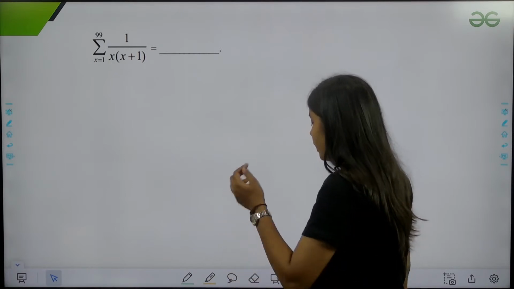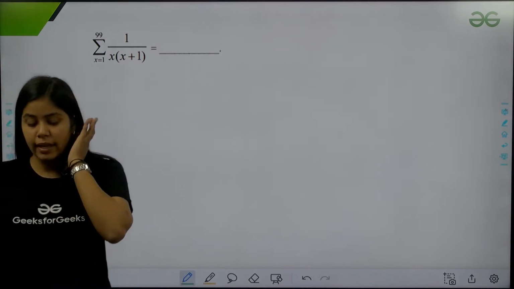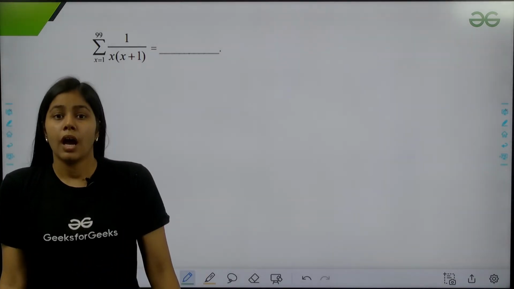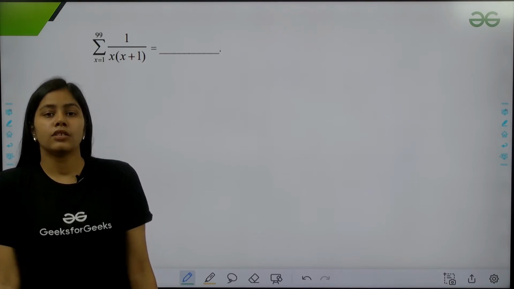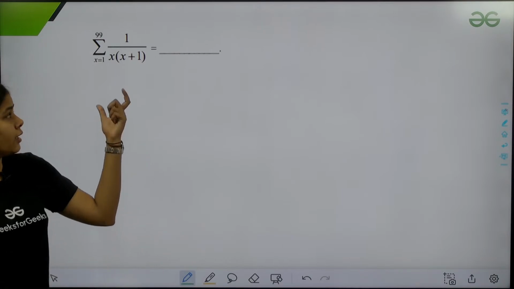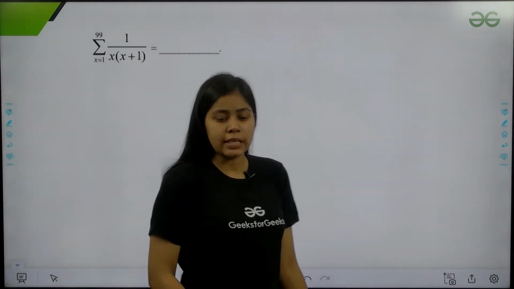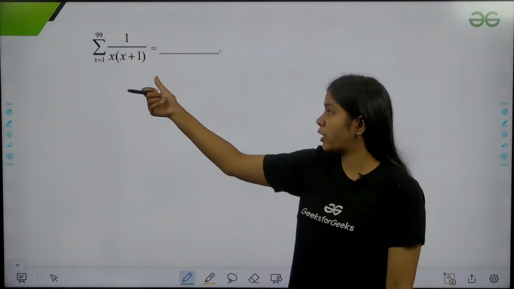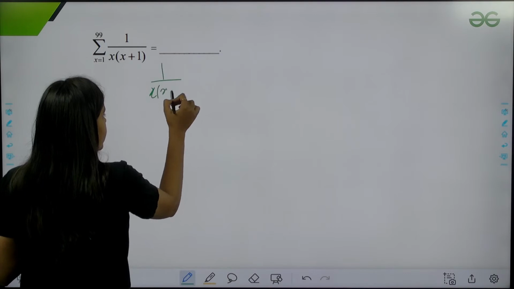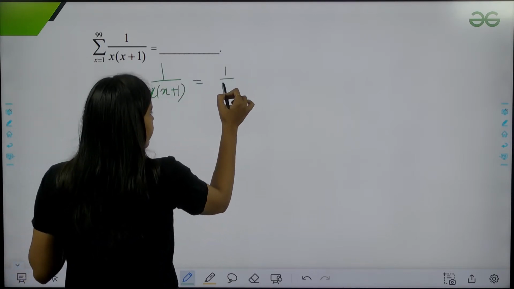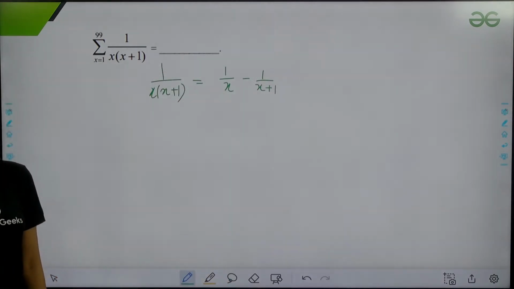Okay, so in this question we have to find out the summation, i varying from 1 to 99, of 1 by x into x plus 1. How to solve these types of questions, because we do not know any formula regarding sums? Whenever you see something like this, just try to find the partial fraction. Do you know partial fractions? In the denominator we have a product of linear factors, so I can break it down: 1 upon x into x plus 1 equals 1 by x minus 1 upon x plus 1, and you will get the same answer, right?